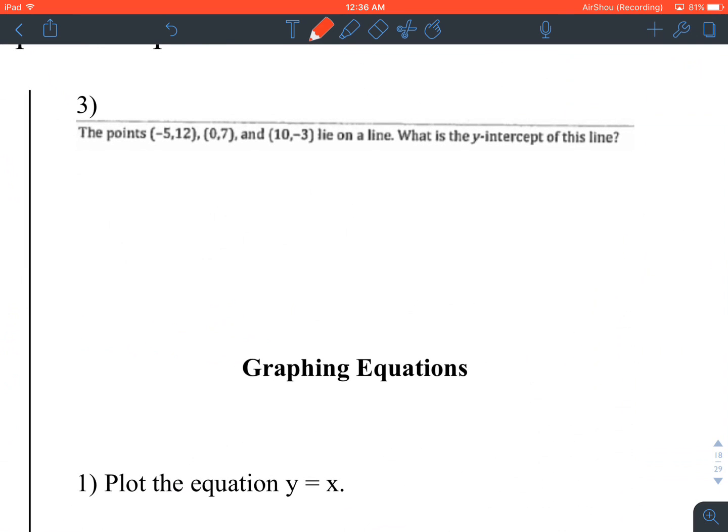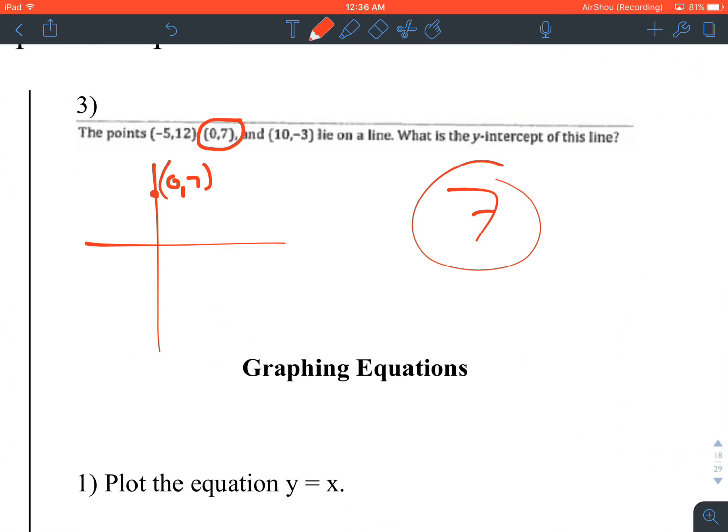Number 3, the points given are on a line. What is the y-intercept of this line? Well, depending on the problem, this could be complicated, but it's not for this. The y-axis, any place on the y-axis, the x value has to be 0. The x value tells you how far to go left or right. The y-intercept is 7. It tells you that by telling you that the x value is 0. Done.